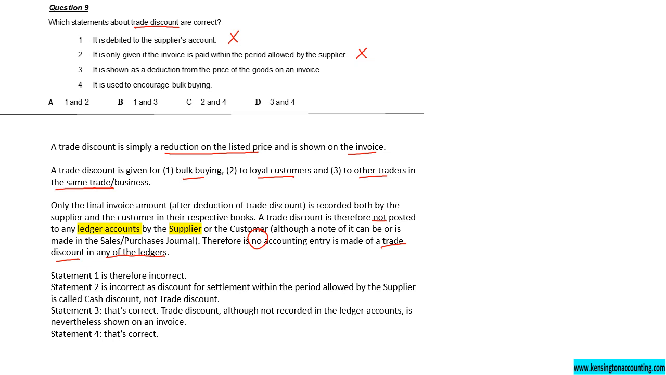Therefore, this is the correct answer. And lastly, it is used to encourage bulk buying, as we saw earlier. That's one of the purposes of a trade discount. Therefore, this is a correct answer. Therefore, only items 3 and 4 are correct. Therefore, the answer is D.